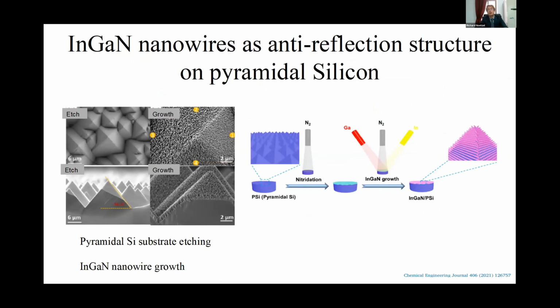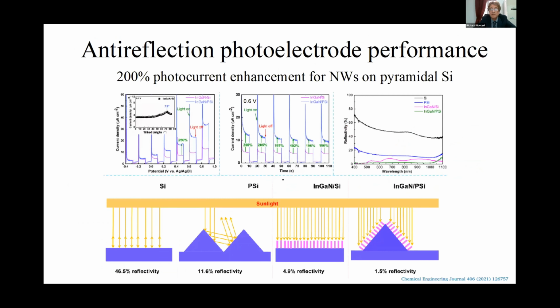We have used nanowires as an anti-reflection structure on pyramidal silicon. What we did is we etch a silicon substrate into pyramids. This is a well-known technology for enhancing the absorption in solar cells. And on this pyramidal silicon substrate, we grow indium gallium nitride nanowires, which is shown on the right. And this is the performance of this anti-reflection photoelectrode.